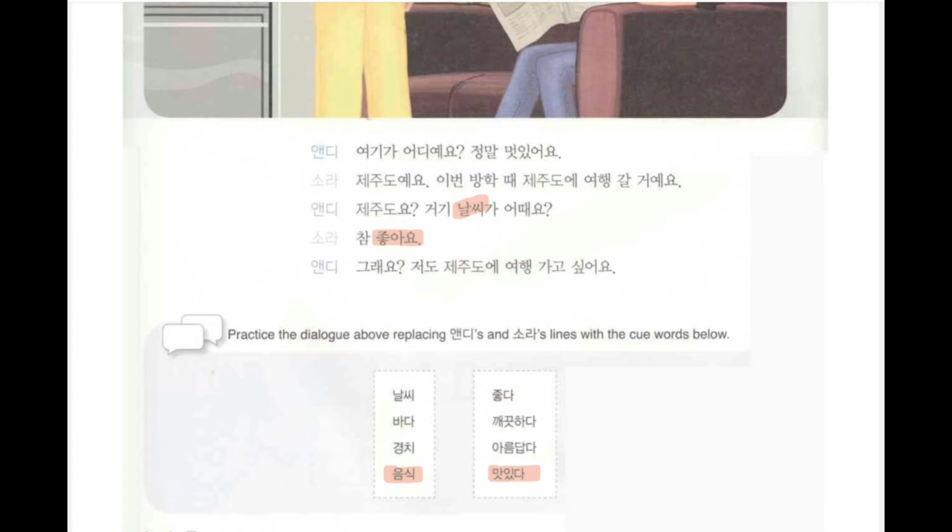자, ready? 자, 갑시다. 제가 앤디 할게요. 여기가 어디예요? 정말 멋있어요. 제주도요? 거기 음식이 어때요? 그래요? 저도 제주도에 여행 가고 싶어요. 좋습니다. 자, this time 여러분이 앤디 하세요. 시작. 제주도에요. 이번 방학 때 제주도에 여행 갈 거예요. 참 맛있어요.